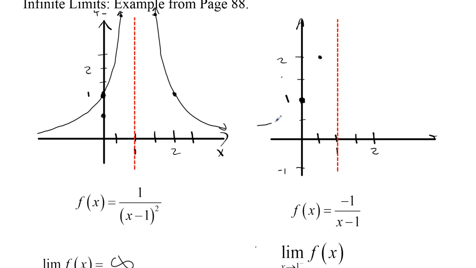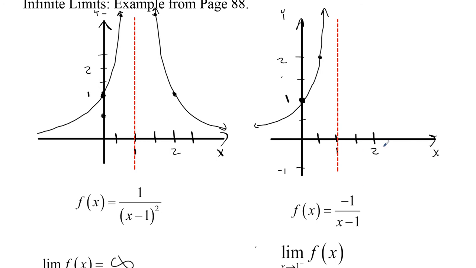So I'm going to get a graph that's similar, although not quite as steep as the last one. It's going to look very similar to that. Now, when I plug in 2, I come in from the right-hand side on the x-axis, y-axis.